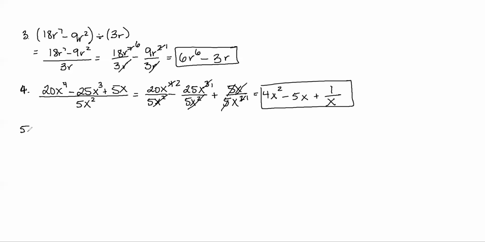So let's try another one like that. 50m to the 4th minus 30m cubed plus 20m, all over 10m cubed.